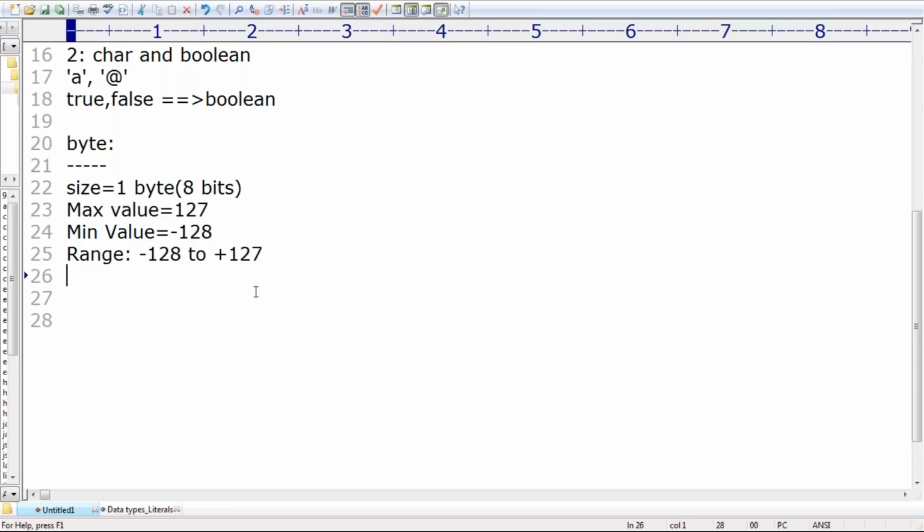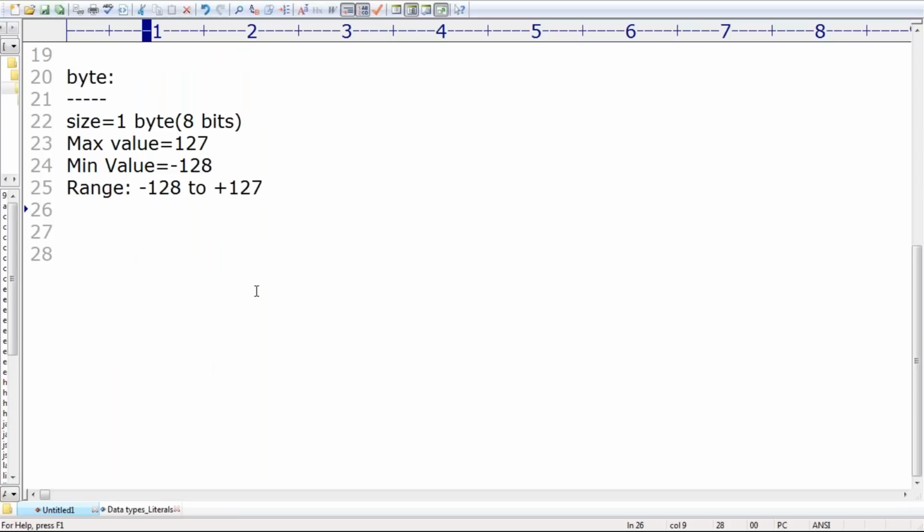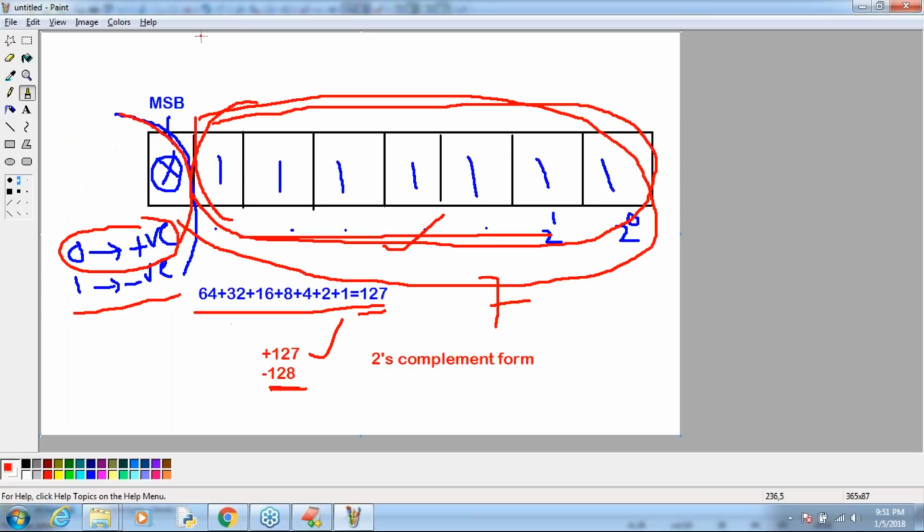Everyone can understand, right? For byte, what is the range? Make sure you have clarity: minus 128 to plus 127. That's all. We can also use this value: minus 127 to plus 127.